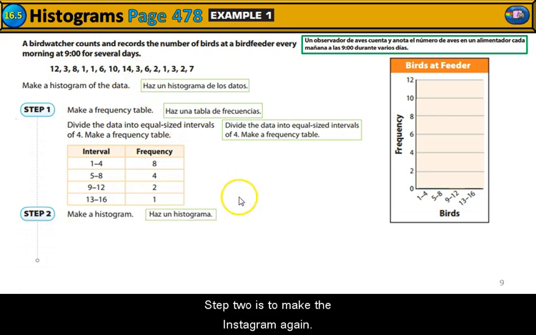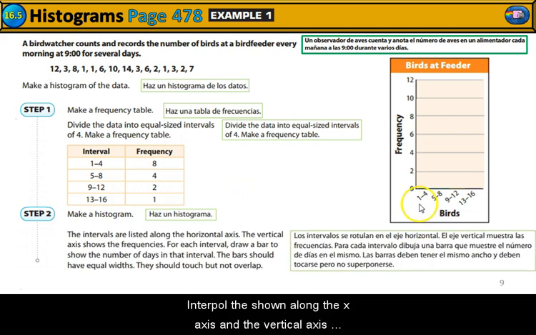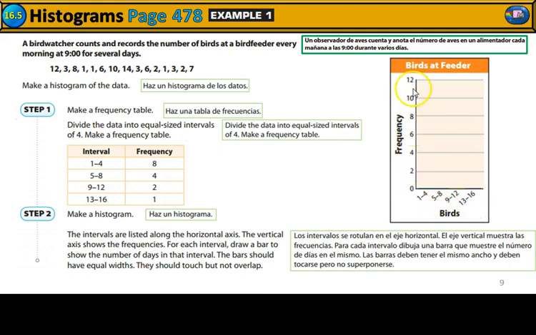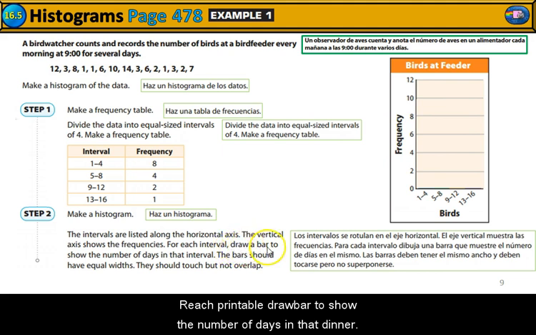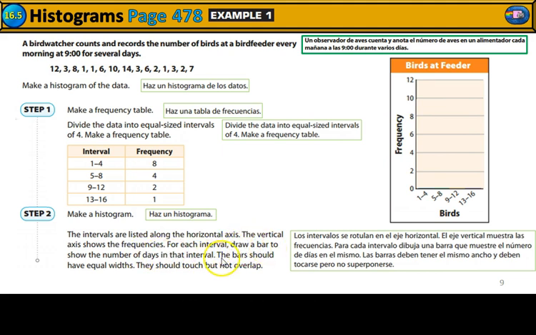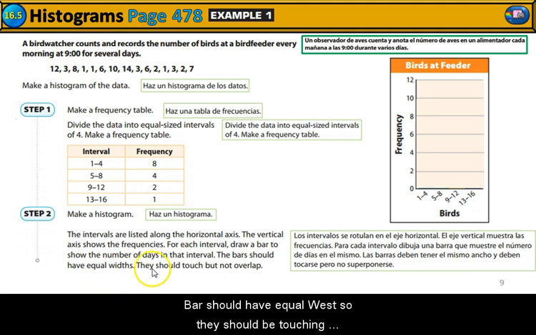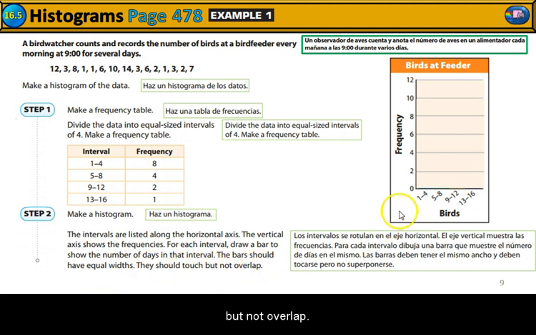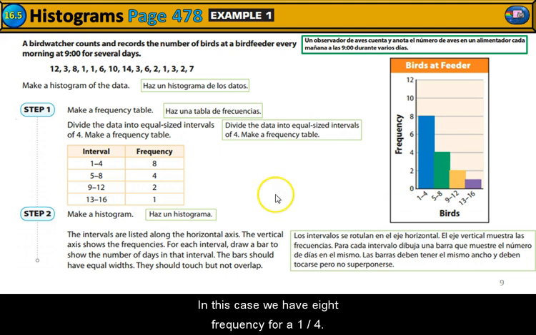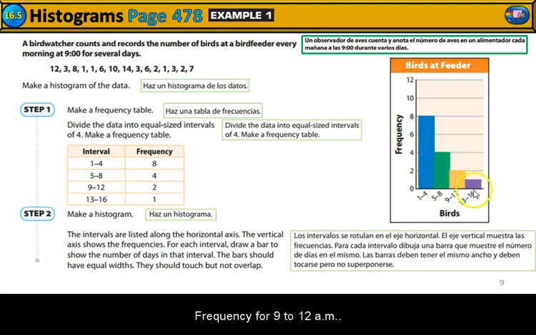Step 2 is to make the histogram. Again, this is like a bar graph. The intervals are shown along the x-axis, and the vertical axis shows the frequencies. For each interval, draw a bar to show the number of days in that interval. The bars should have equal widths, so they should be touching, but not overlapping. In this case, we have a frequency of 8 for our 1 through 4, 4 for our 5 through 8 group, 2 for 9 to 12, and 1 for our 13 to 16 interval.